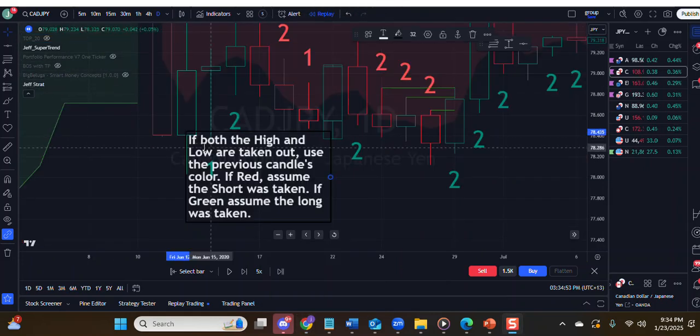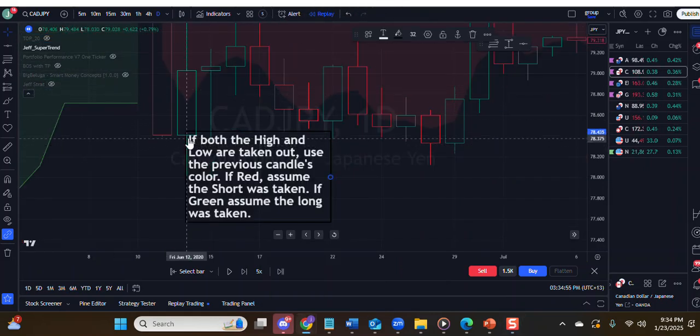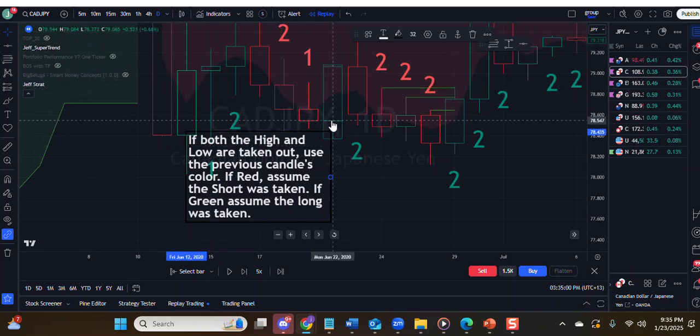Next, take this off. This is a 3 bar, this one right here where my mouse is, this green one. We can see it took out the high and it took out the low. So how are we going to calculate it? If both the high and the low are taken out, use the previous candle's color. If red, assume the short was taken. If green, assume the long was taken.